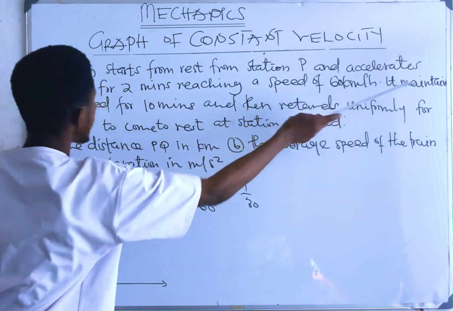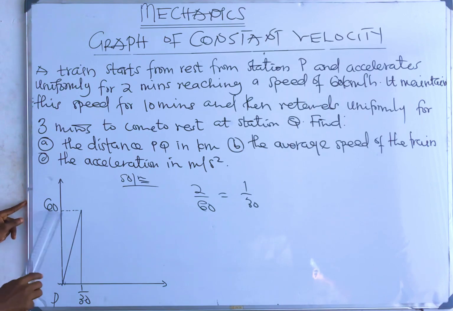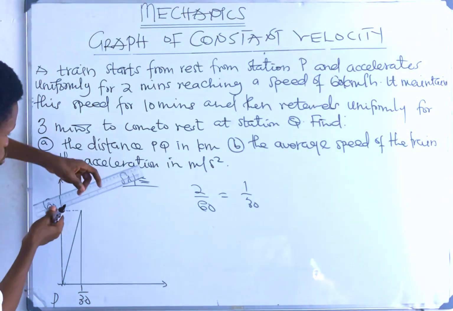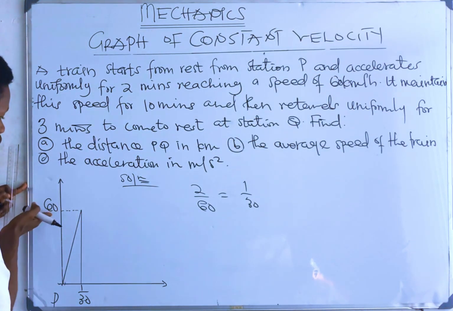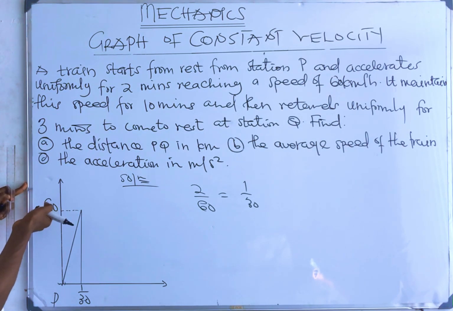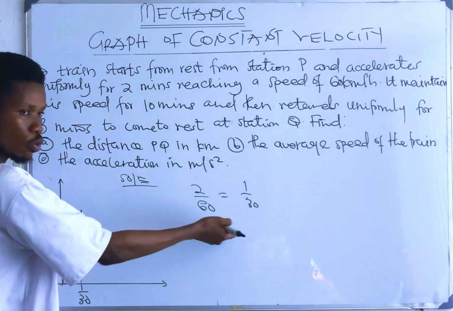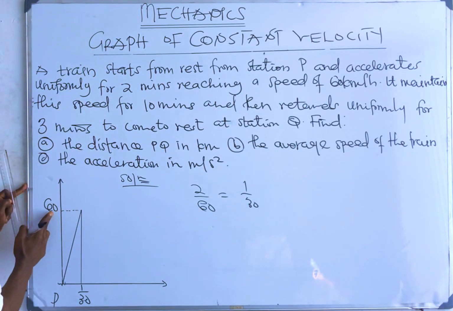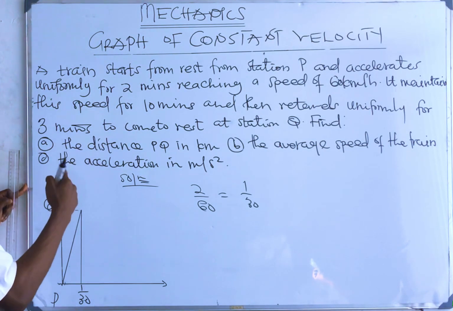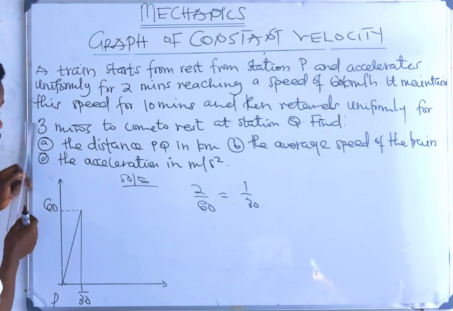And it maintains this speed for 10 minutes. So when it gets to this particular point, it maintains the speed. As it is maintaining the speed, it doesn't go like this again. This is the maximum speed that it got to. If you proceed to the top, it means you are increasing the speed from 60 kilometers to, let's say, 65 or something like that. So this will go out horizontally so that it matches with this 60 kilometers.